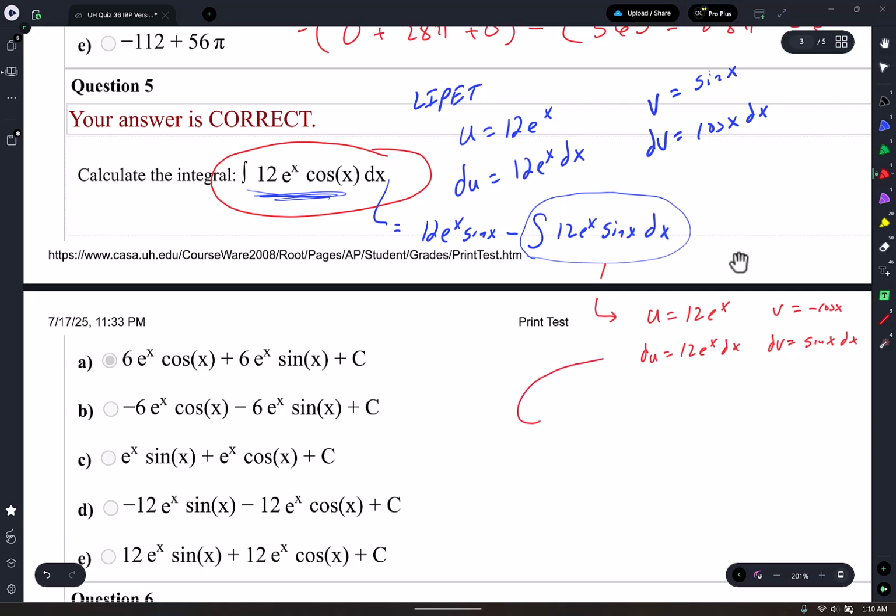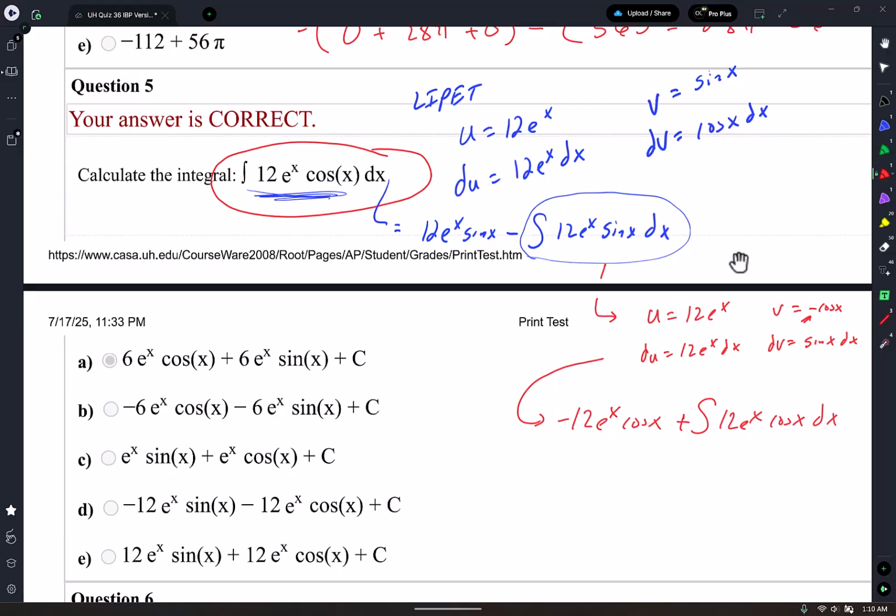So this here in red is going to be uv. So I'm going to have 12 e to the x and then negative cosine x, minus integral of v du. So when I put v du, I'm going to put this here first. And notice that I have a negative here, so it's going to turn that to a plus. So plus 12 e to the x cosine x dx. Now remember, that's what all this blue thing here, I still got to distribute that negative. So I have this, and then that negative right there is this one. I got to distribute it. So now here's what you're going to have.